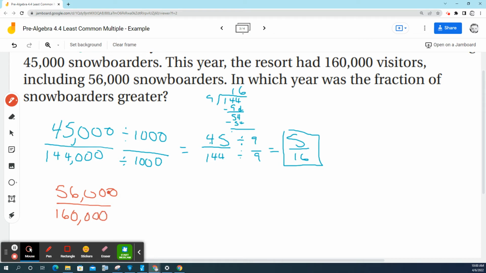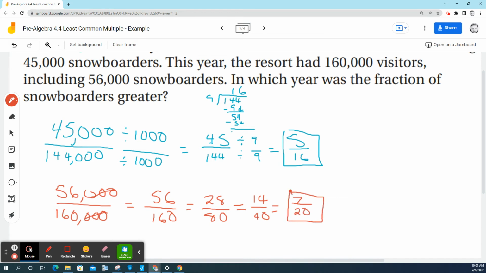Well, we know that if we divide this by 1,000, these 3 zeros go away and these 3 zeros go away, and I get 56 divided by 160. If I divide both those by 2, I get 28 over 80. Guess what? I could divide both those by 2 again, and I get 14 over 40. If I divide those by 2 again, I get 7 over 20. Now, 7's a prime number, so I can't reduce that anymore. So now I don't know which is which because one's got 16, the other one's got 20.